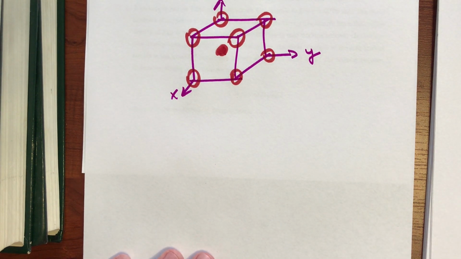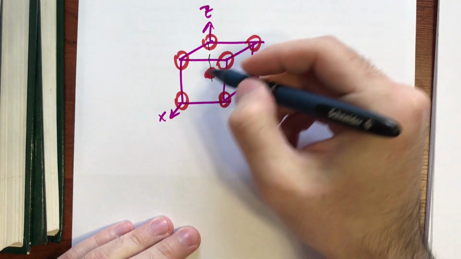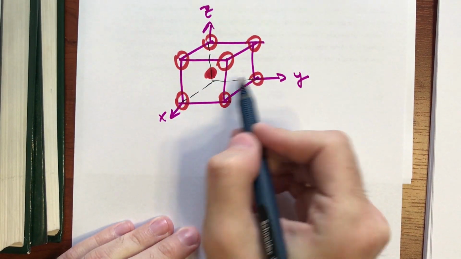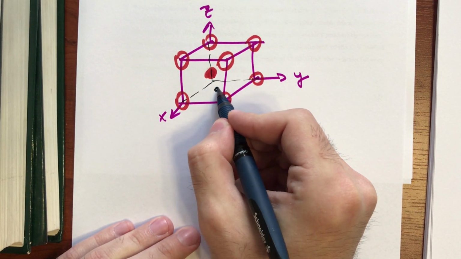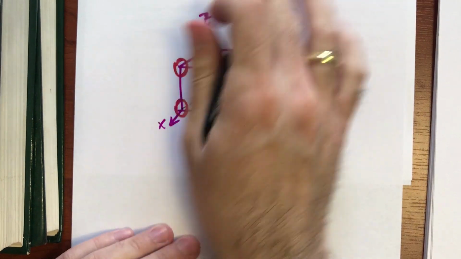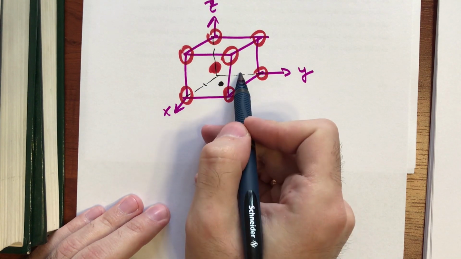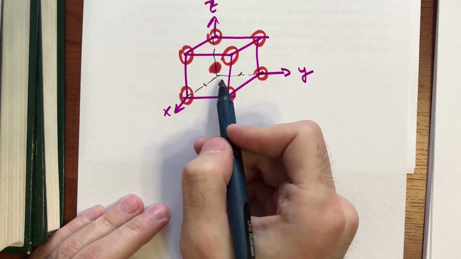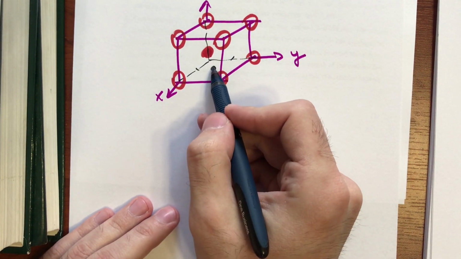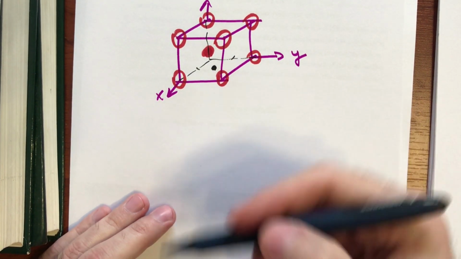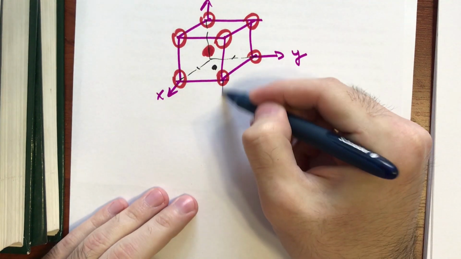So in the question, it is said to us that the location of the interstitial site is at the center here. It is given to us as 1/2, 1/2, 0. So half of x, half of y, and z equals 0 is the center of the bottom plane. So in order to find the dimension of this, we draw another cube sitting just beneath it.